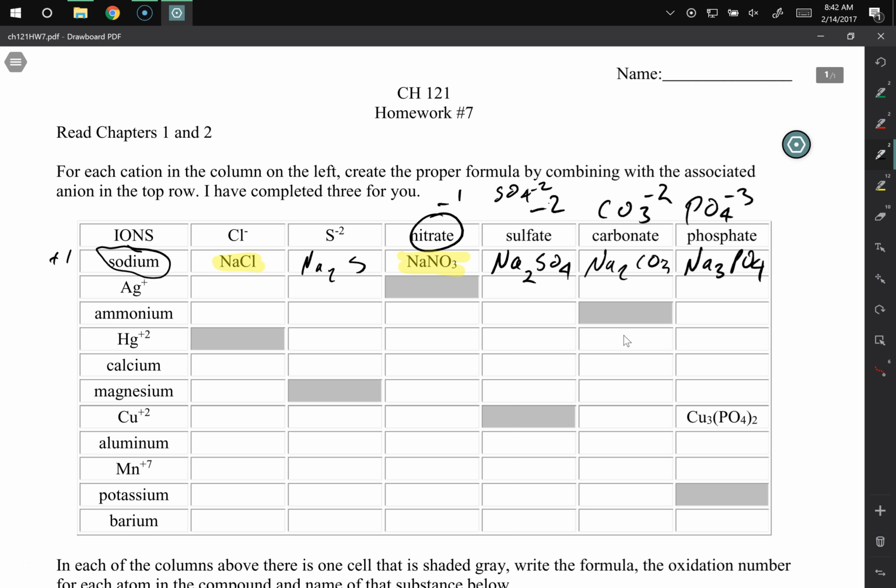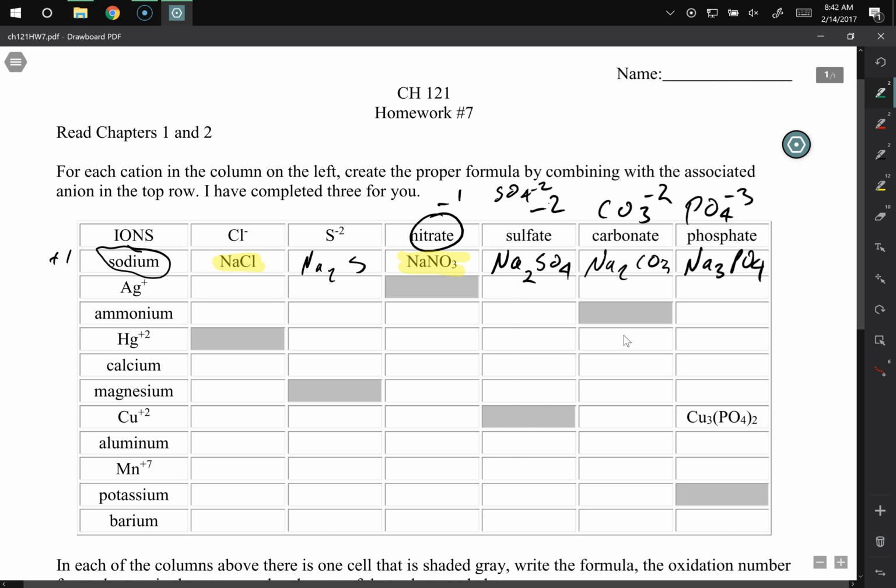So this row and this row and this row, they'll look exactly the same. The difference is I just changed the cation symbol. The number stays the same. Everything else about it stays the same. I just changed the symbol. So this next one, I'll just fly through: AgCl, Ag2S, AgNO3, Ag2SO4, Ag2CO3, Ag3PO4.